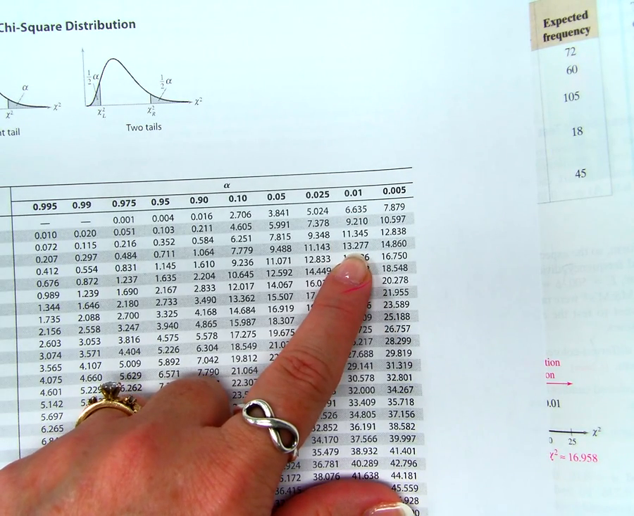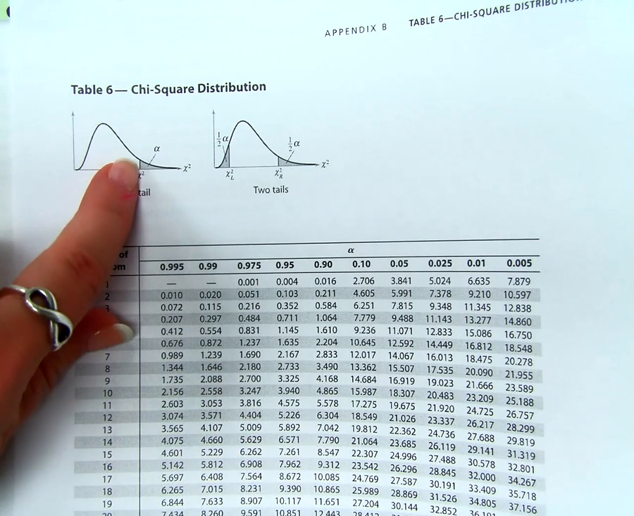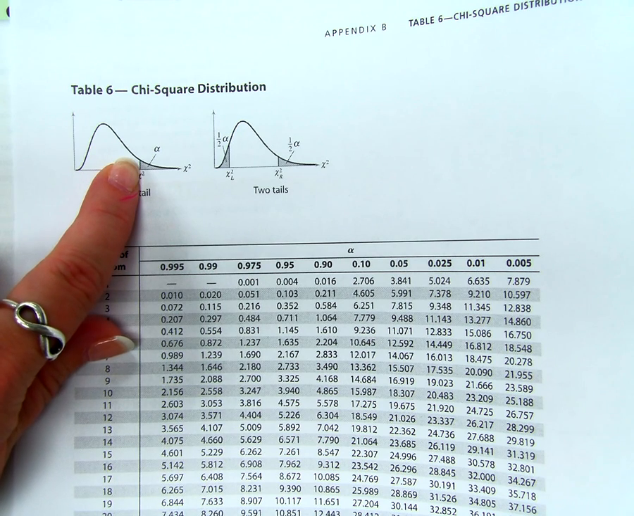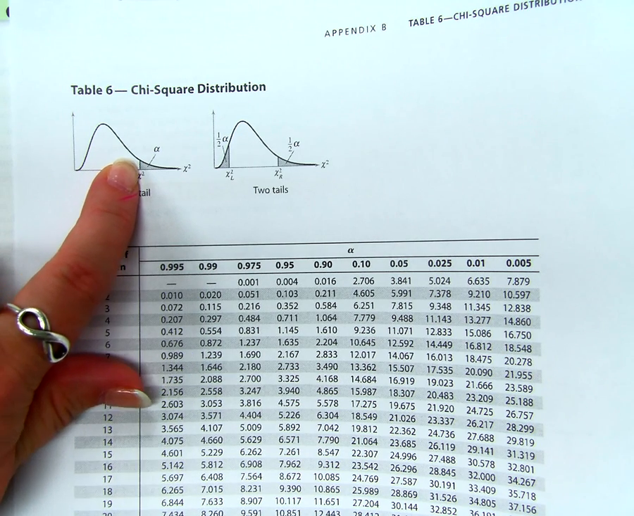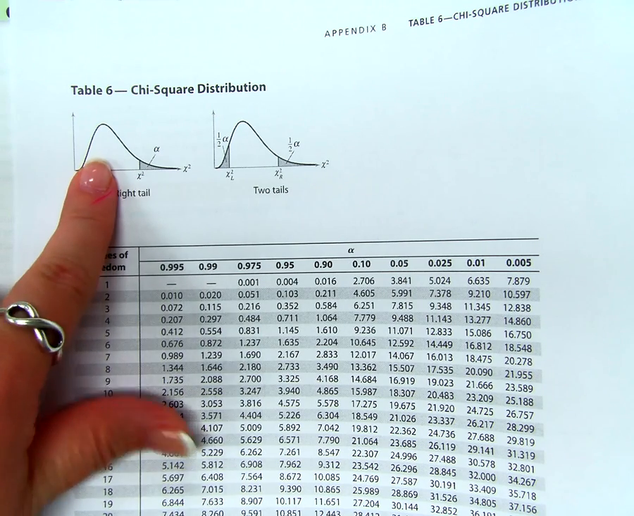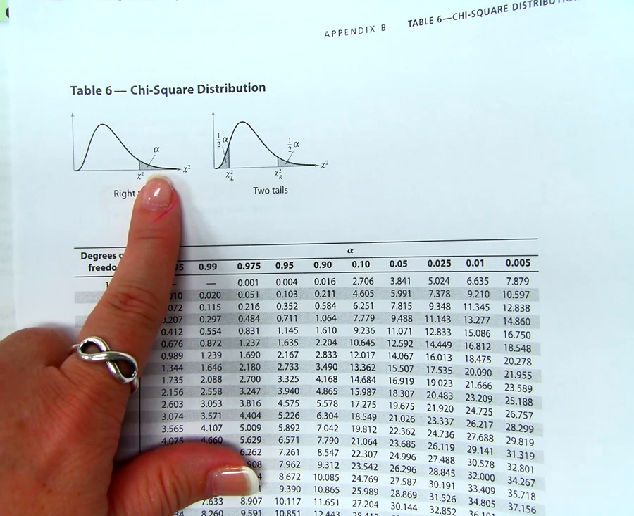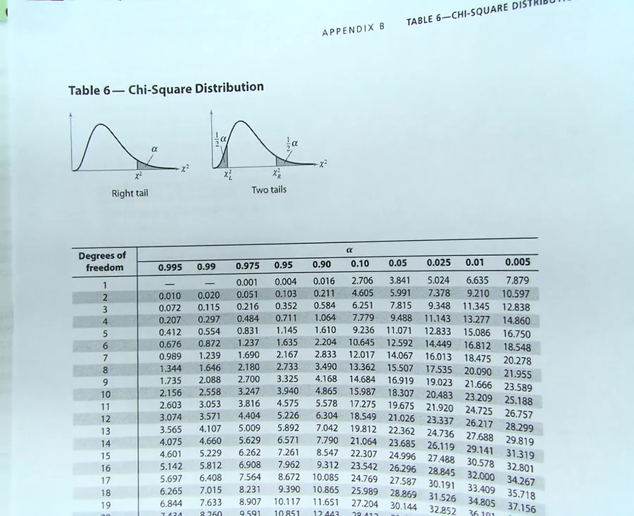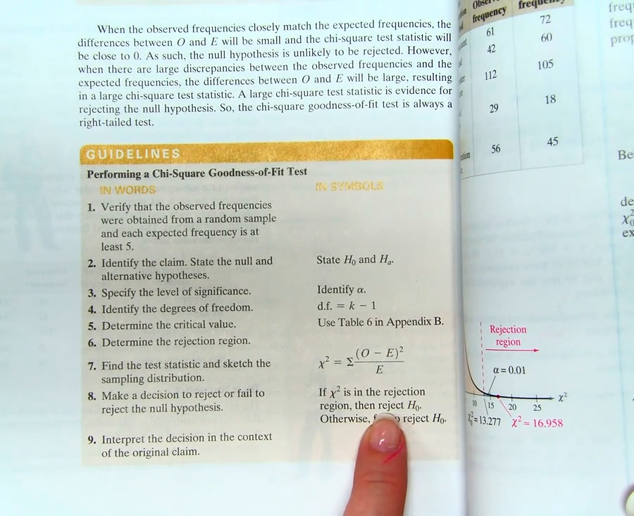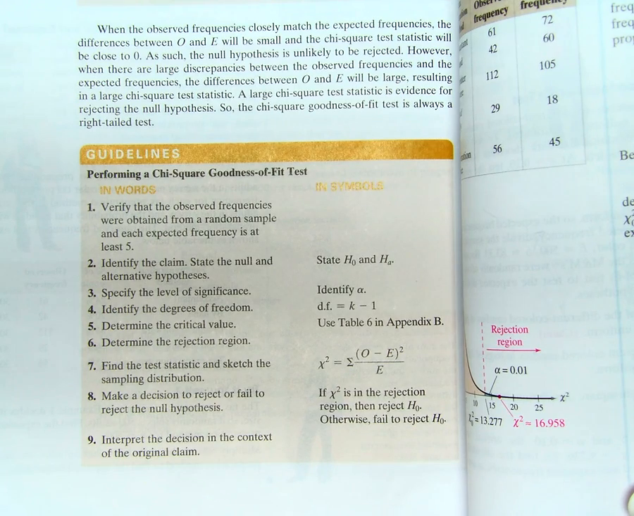So that number is 13.277. Okay, this is a right-tailed test, so we go over here. My critical value is 13.277. Where does 16.958 fall? Is it on the left side, or is it over on the right side in the rejection region? It's on the right side, so it's in the rejection region. If it is in the rejection region, then reject it. If it's not in the rejection region, then we fail to reject it.